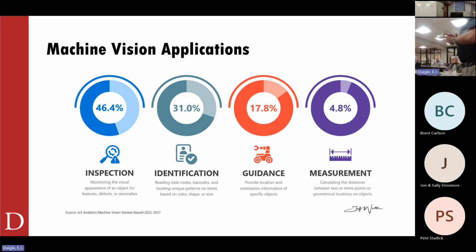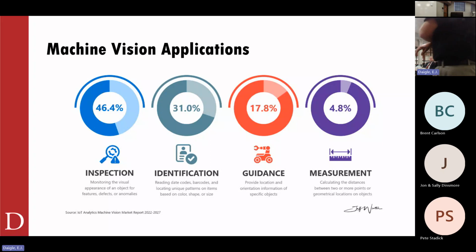And then finally is measurement. About 5% of the applications deal strictly with measurement, calculating distances between two or more points, or geometric locations on objects. So if I want to determine, say we've got some metal stampings, or even those lithium pieces that we're putting into the can to become a battery, if I wanted to make sure those are the correct size before I put them in there, I could measure that part. Just like taking a caliper or a micrometer, you can do that with an optical measurement.